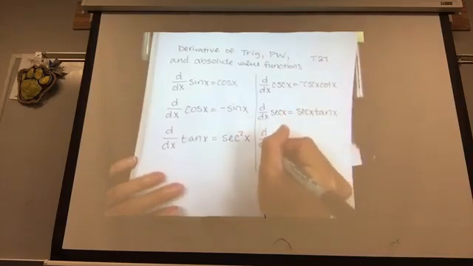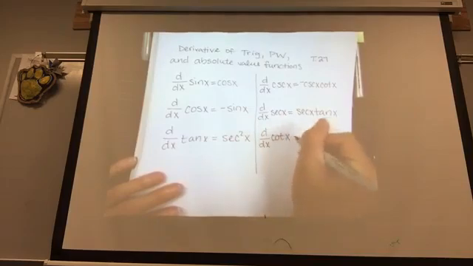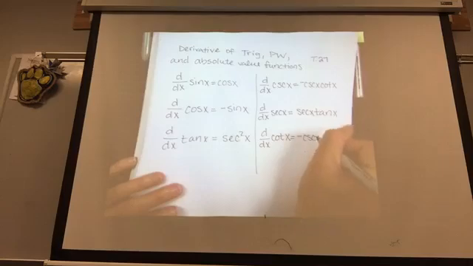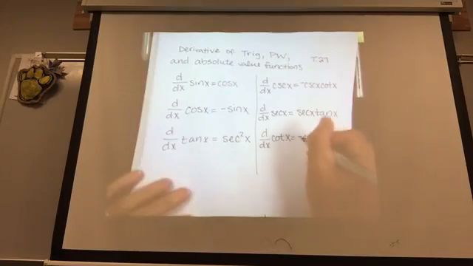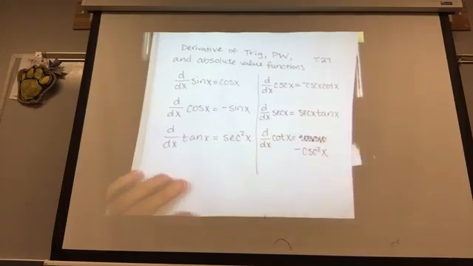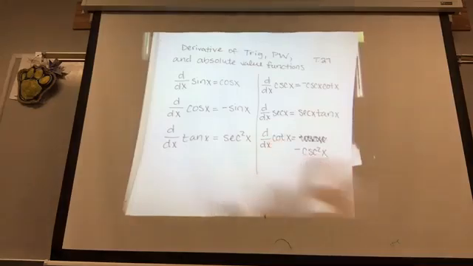And d over dx of cotangent of x is equal to negative cosecant of x times, oh wait, no. This was written wrong. It's just negative cosecant squared of x. So the derivative of cotangent of x is negative cosecant squared of x. I feel like I need to double check that because I had it written wrong and I made a note of it.